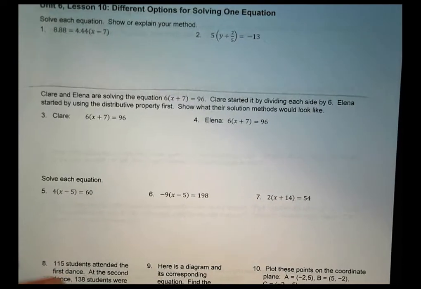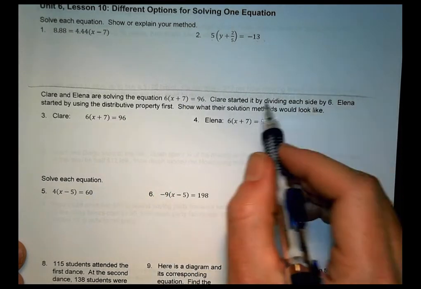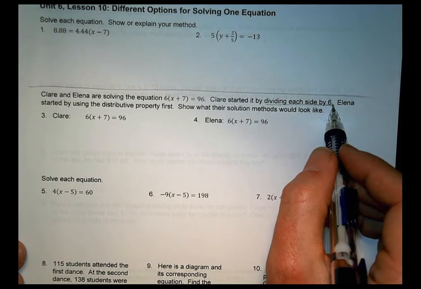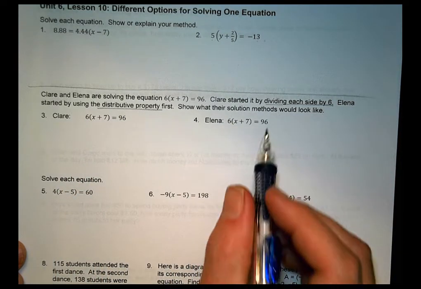Alright, Claire and Elena are solving the equation 6 times the quantity x plus 7 equals 96. Claire started by dividing each side by 6. Elena used the distributive property first. Show what their methods would look like.